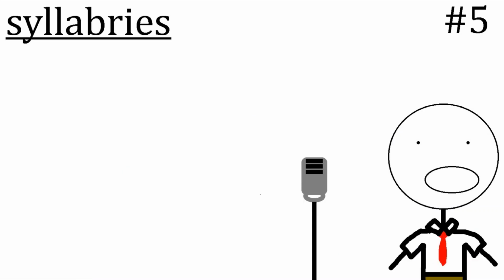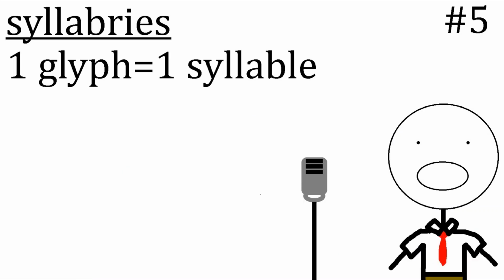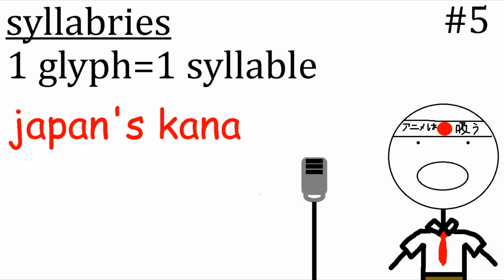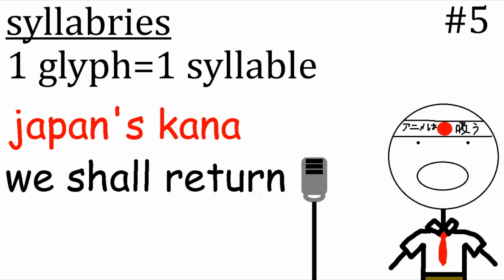Next, there's syllabaries. Syllabaries are pretty simple. Each glyph represents a syllable. The main instance of this is Japan's kana system. We're going to come back to Japan a little later in this video, so stick around if you like Japan.